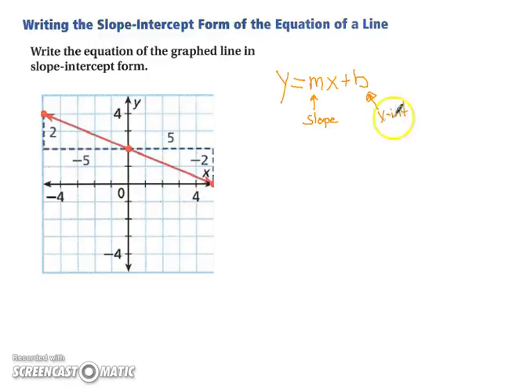So, let's look at our slope. We have a negative slope because the line is going down, and we're going down 2 and to the right 5. So down 2 and to the right 5. We're keeping our y and our x because that's our input and output values. And then we're going to add on our y-intercept. So where does the line cross the y-axis? At 2.